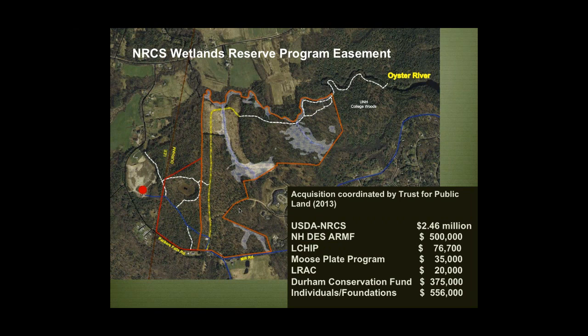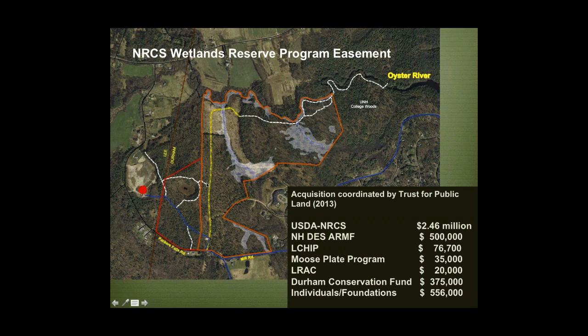Some of the other funders was the State of New Hampshire, Department of Environmental Services, because of all the water quality issues. We have a state land conservation program called LCHIP, a Moose Plate program, Lamprey River Advisory Committee, the Town of Durham Conservation Fund and many individuals and foundations. So 172 acres within the Town of Durham and Seacoast, New Hampshire is pretty expensive, and that's why the number of partners were essential.